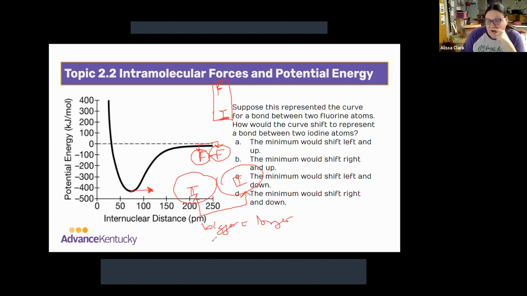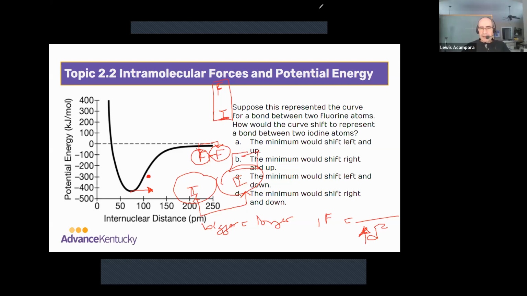If the atoms are farther apart, remember our idea with force of attraction or energy and Coulomb's law: as the distance between them gets larger, the force of attraction gets less. So the amount of energy required to break that bond is going to be less. And so the minimum is going to be closer to 0 because that bond is not going to require as much energy to break. And so the minimum is going to shift to the right and up.